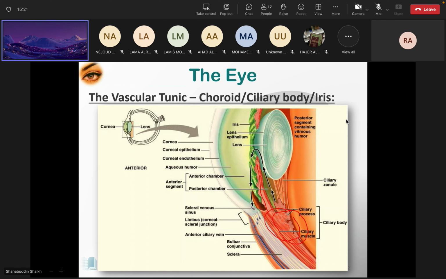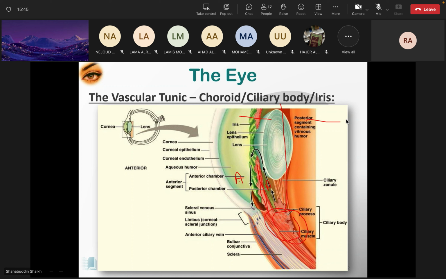So our lens is dividing the eye into the anterior segment and the posterior segment. The anterior segment is further divided by the iris into the anterior chamber and the posterior chamber. So this is our anterior chamber and this is our posterior chamber. Basically they are filled with a water-like substance, the aqueous humor.